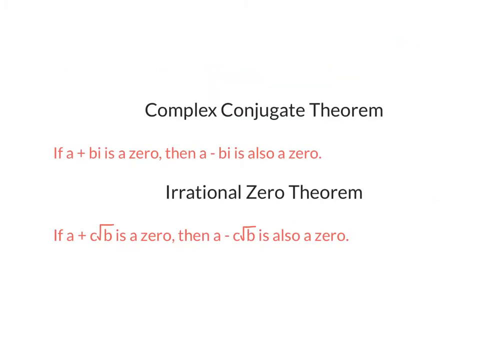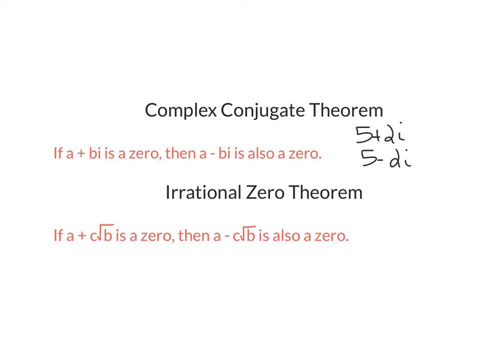Okay, two big theorems here. The first one says if a plus bi is a 0, then a minus bi is 0. For example, if you know one answer is 5 plus 2i, automatically another one's 5 minus 2i. Complex or imaginary answers or zeros never come in singles. They come in conjugate pairs all the time.